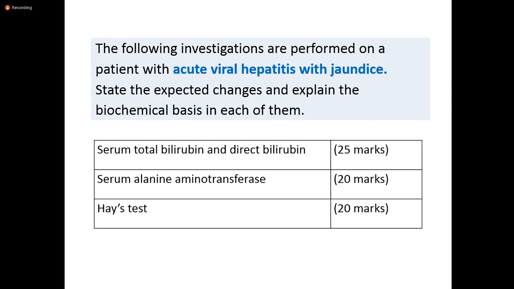You have to explain how serum total bilirubin gets changed, what will happen to direct bilirubin, what will happen to serum alanine aminotransferase, and what is the result of the Hay's test if you do that on this patient. Can somebody read the answer for the elevation of serum total bilirubin and direct bilirubin?